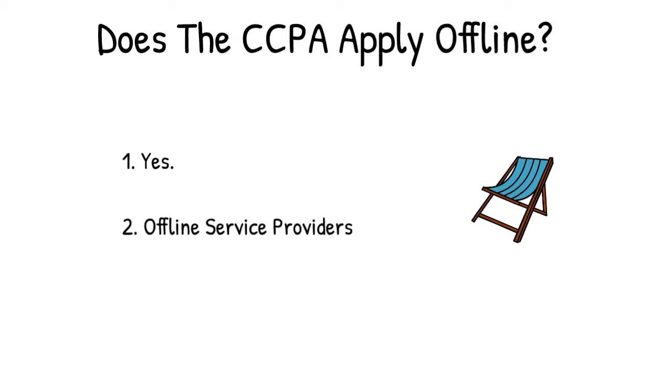So if you have an offline business and you're collecting personal information from California consumers that meets certain thresholds, you have to comply with the CCPA. Same thing if you're online. Same thing if you are partially offline and partially online. Again, the issue is looking at the people you're collecting personal information from. Where are they? It's not whether you are online or offline.